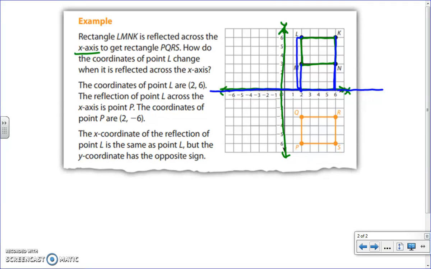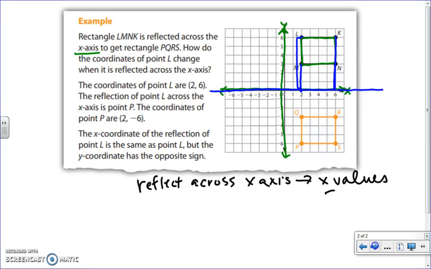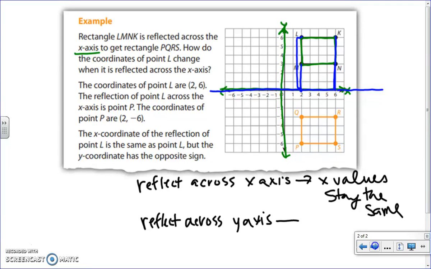Something to keep in mind is that when we reflect across the x-axis, x values stay the same. When we reflect across the y-axis, y values stay the same.